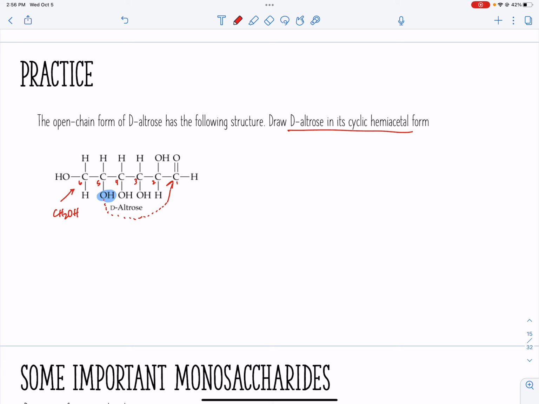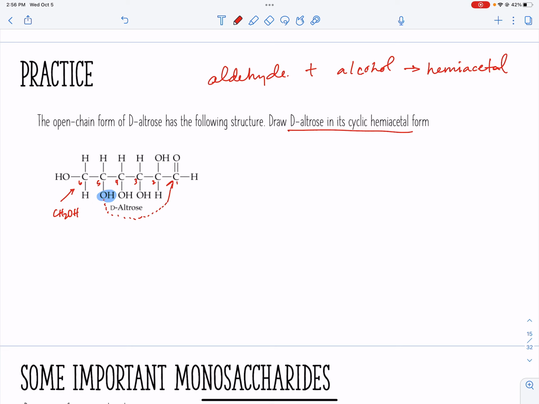Remember, an aldehyde plus an alcohol is what produces a hemiacetal. That's what we're forming here between the OH group on carbon 5 and the carbonyl carbon. This bond will always occur at the carbon just before your CH2OH group. I can't say that it'll always be carbon 5; it just depends how many carbons you have in your monosaccharide. But it'll always be the next to last carbon, farthest from the carbonyl carbon.